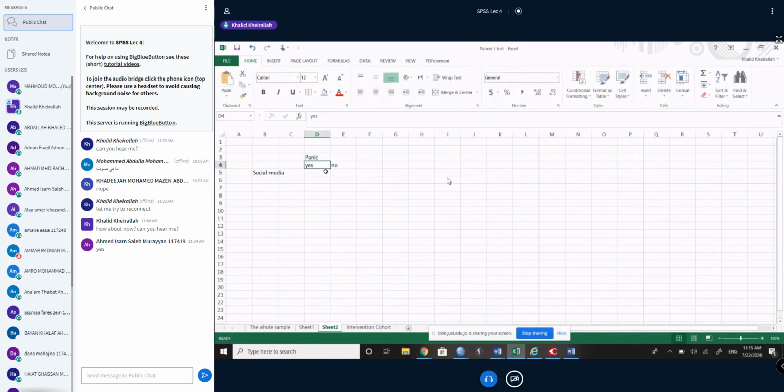So here we are assessing panic, yes and no, with social media. Now social media comes into three categories: all the time, ever, and some time. It comes in three levels.